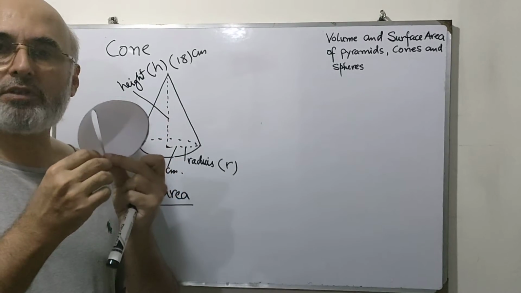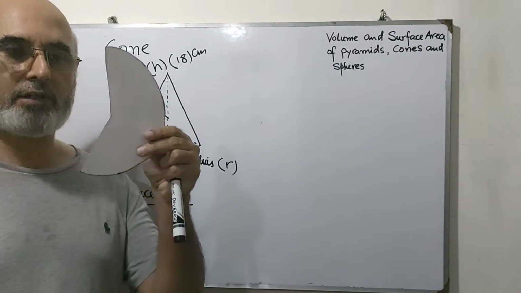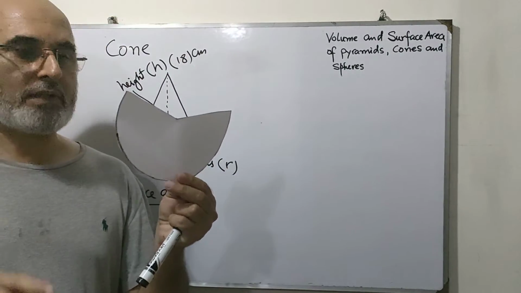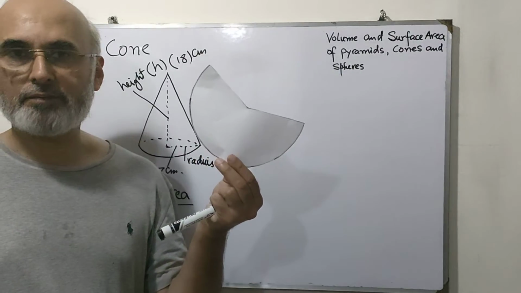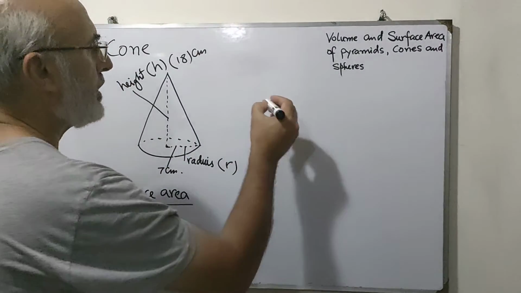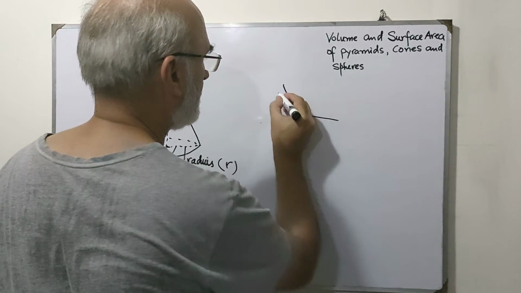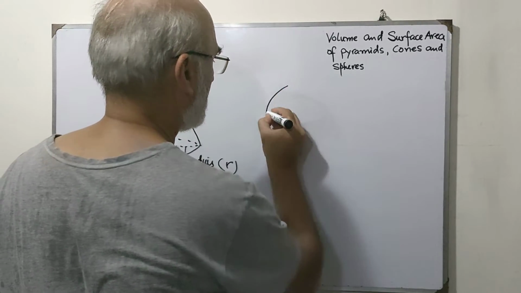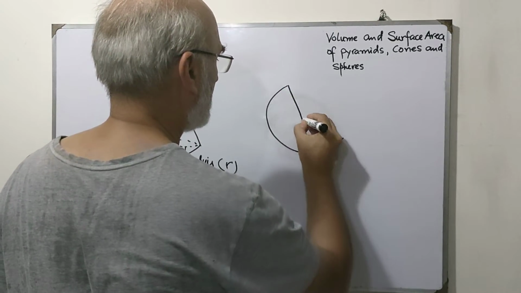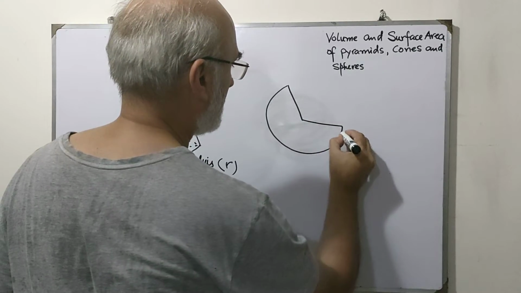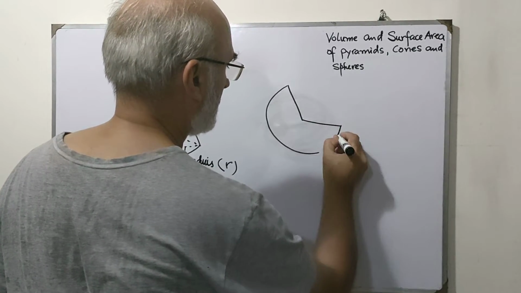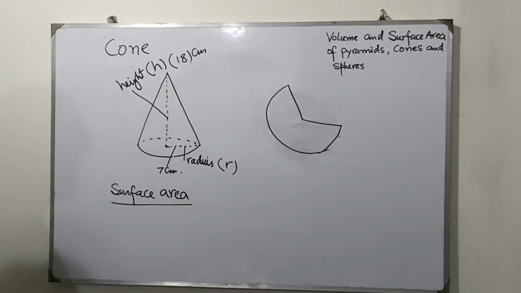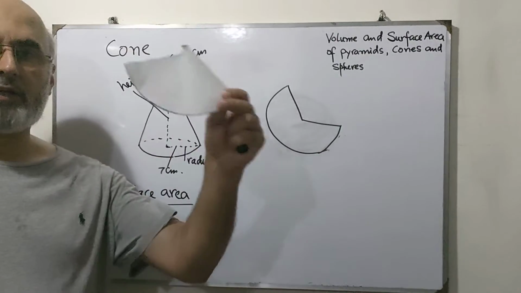So I'm going to unfold this cone. So what we have here is this thing. In other words, what is this? It's not a circle, it's a sector, right? Okay, so I have a sector, and here it is, right?